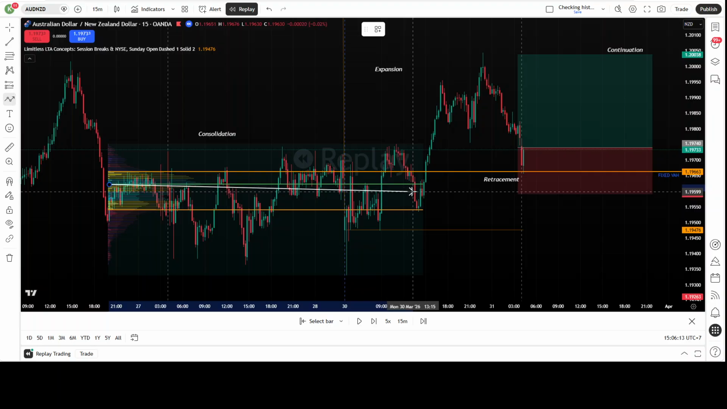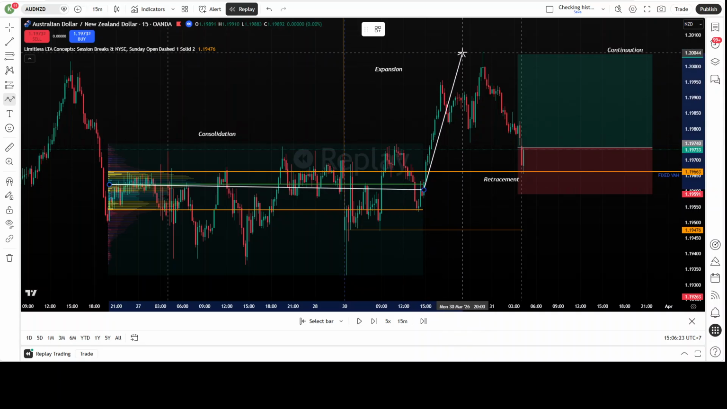So it was a lot more than the trade that I took. But I wanted to show you this because it's a very good example. We're in consolidation. We have the expansion. We have the expansion up. Then we have retracement.